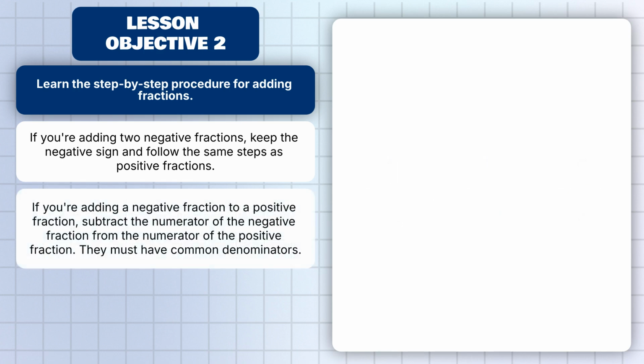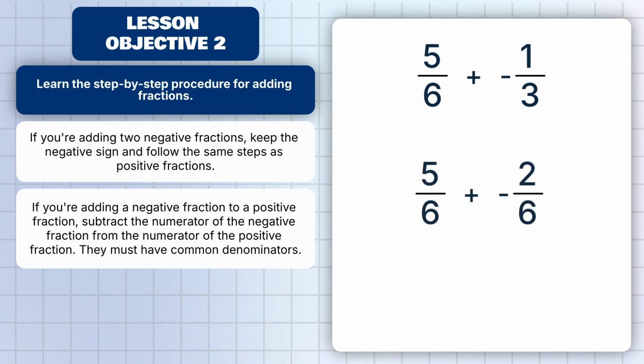If you're adding a negative fraction to a positive fraction, subtract the numerator of the negative fraction from that of the positive fraction after ensuring common denominators. For example, 5/6 plus -1/3 equals 5/6 plus -2/6, which equals 3/6 or 1/2. With these methods, you can confidently add any fractions, whether they have the same or different denominators, and handle mixed and negative fractions with ease.